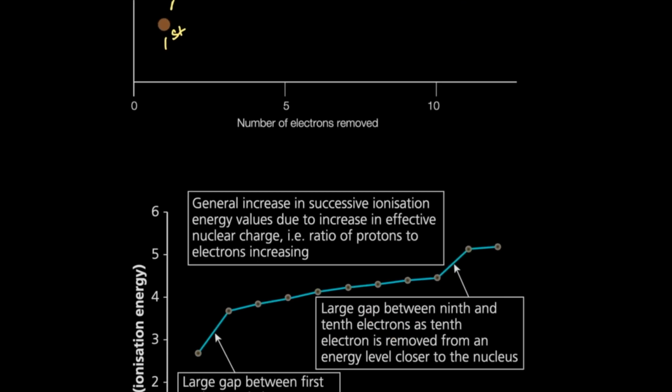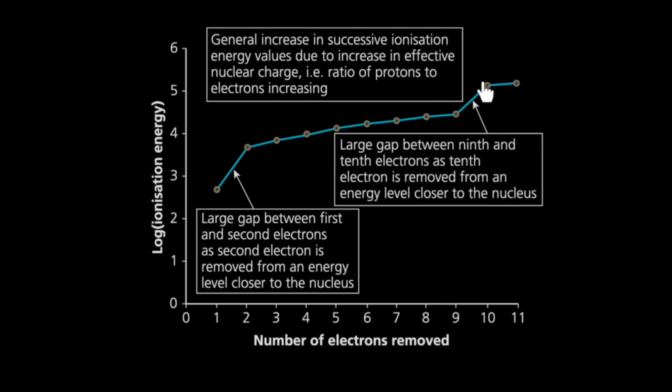To make it a little more obvious, the same graph, let's just talk about that. So there's a large gap between the first and the second because the second electron is being removed from a shell, or energy level, closer to the nucleus. Why do the remaining next 8 increase? Because there's always an increase in successive ionization energies because there is greater nuclear attraction. The ratio of protons to electrons increases. Fewer electrons, less repulsion, therefore greater nuclear attraction. And this term, effective nuclear charge, we'll be seeing very closely, very soon. It's basically the idea that the nucleus has greater effective attraction.